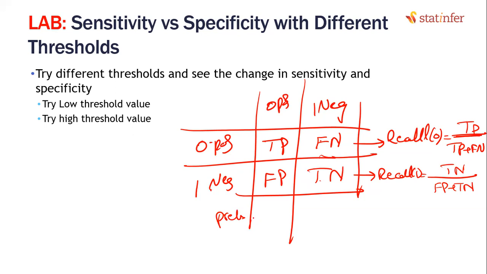Precision of class 0: TP divided by TP plus FP. Precision of class 1: TN divided by FN plus TN. Is it like that? Tell me the right formula. TN is the numerator, and the denominator is FN plus TN. That is it, precision. It is just a different name that is given.